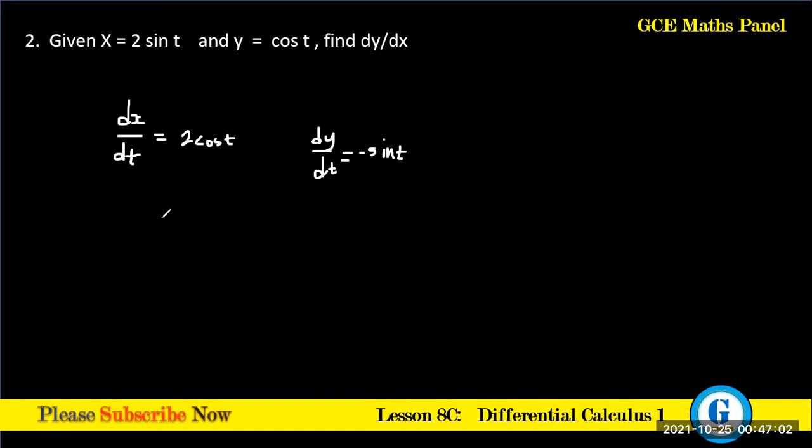Now from here we can have our dy/dx on the x to be equal to dy/dt divided by dx/dt. So we'll have minus sin t divided by 2 cos t. And the result of this will be equal to minus a half tan t.